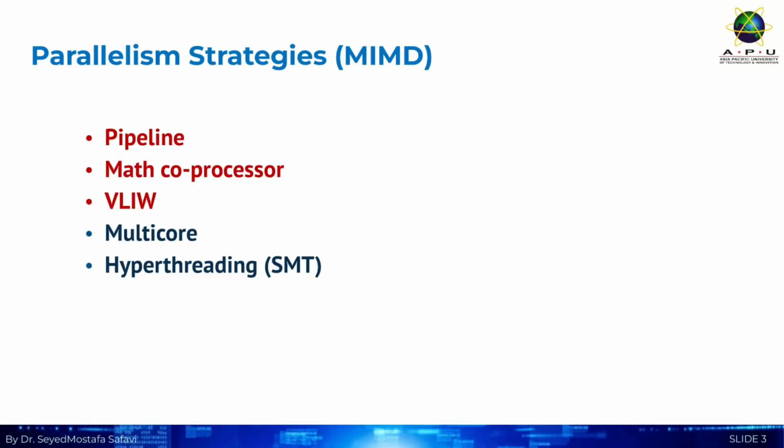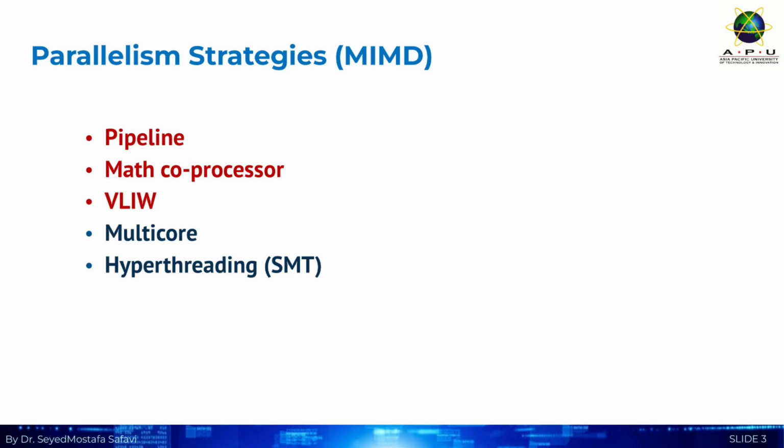This slide introduces 5 key strategies that fall under a fancy term, MIMD, which stands for Multiple Instruction, Multiple Data. Don't worry about the name right now. Just think of it as different ways to multitask on a huge scale. Imagine you have 5 separate construction crews all building different parts of the same building at the same time. That's MIMD. The strategies listed, pipeline, math coprocessor, VLIW, multicore, and hyperthreading, are essentially 5 different approaches to achieving massive parallel processing. We're going to look at each one, starting with pipelining, to understand how computer architects make your devices so fast.